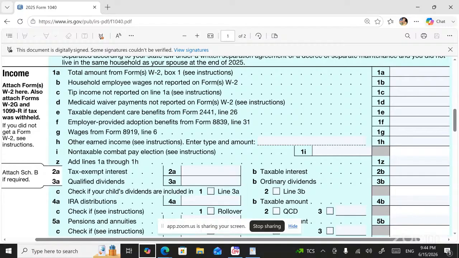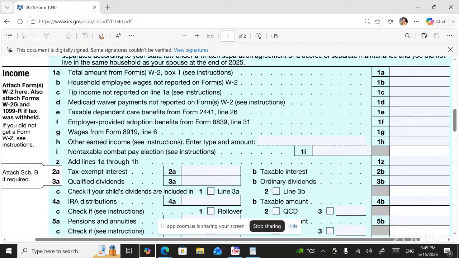Even those people are also getting income. But household employers are not going to issue that kind of W2 form because household organizations are not established business organizations. In that case, a person like a maid or servant getting income will not get a W2 form from the employer. That income is to be included in line number 1B, household employee wages not reported on the form W2.